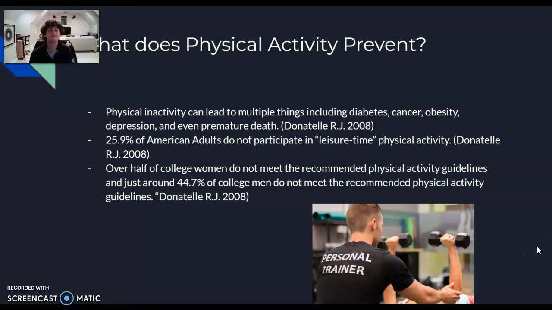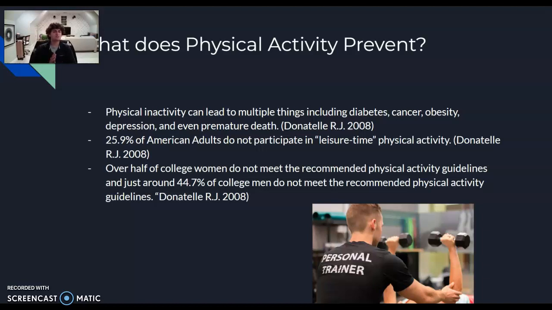So, what does physical activity prevent? Physical inactivity can lead to multiple things, one including cancer, being obese or fat, depression. It can lead to diabetes, and it can even lead to premature death, dying too early.